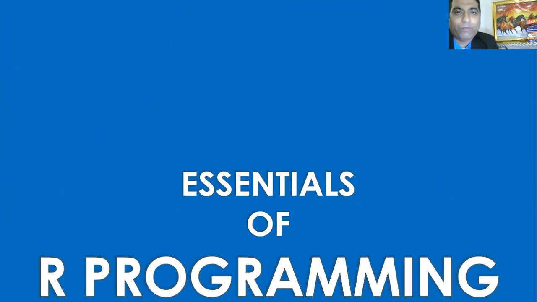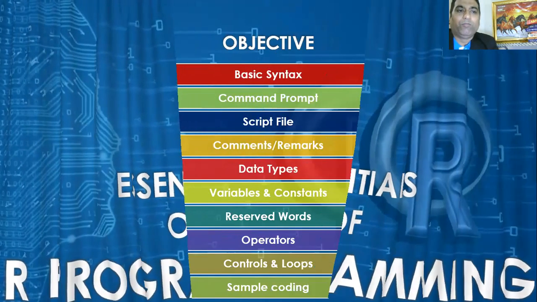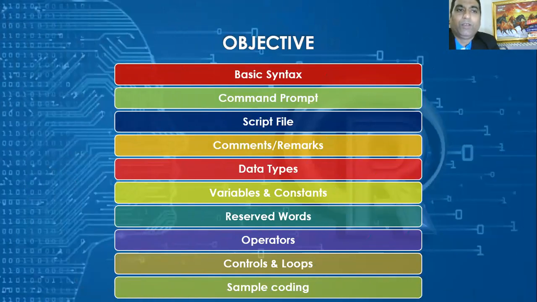So in the next 45 minutes, I will take you through the essentials of R programming. Basically, I will be discussing the basic syntax, command prompt, a script file, comments and remarks, data types, variables and constants, reserved words in R, operators, controls and loops, and sample coding.